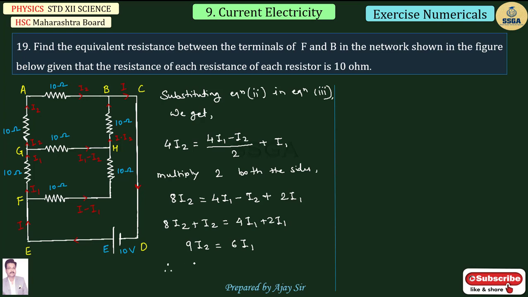So this 6 we are dividing, so this is 9 divided by 6 I2 which is equal to I1. 3 twos are 6 and 3 threes are 9. So therefore this is 3 by 2 into I2 which is equal to I1. So I1 is equal to 3 by 2 into I2. Let us call this equation number 4.